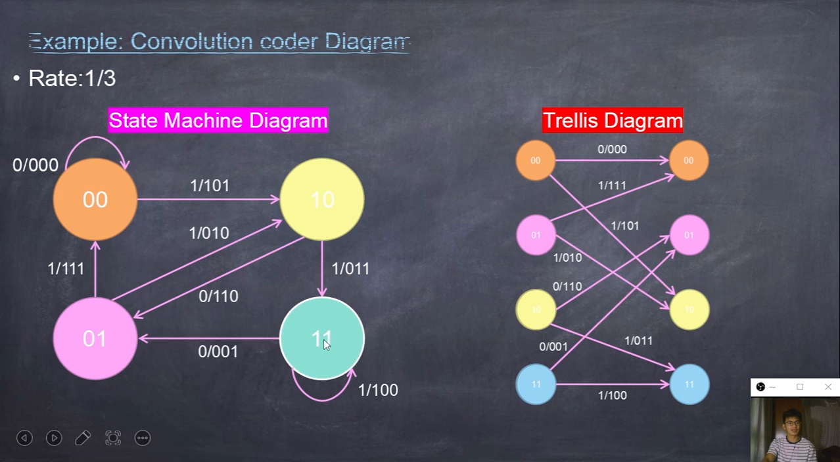In the state machine, it shows the rotation for 1 1, but in the Trellis diagram it shows the possible transition. 1 1 goes to 1 1 for the current state and the next state, with an input of 1 and an output of 1 0 0.